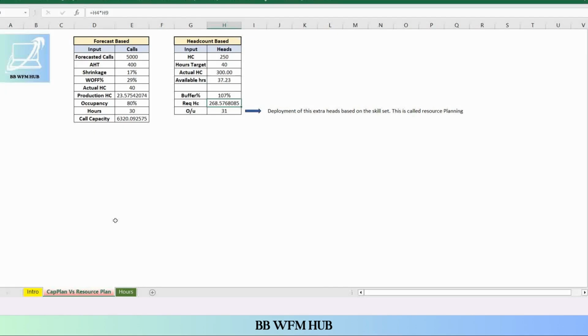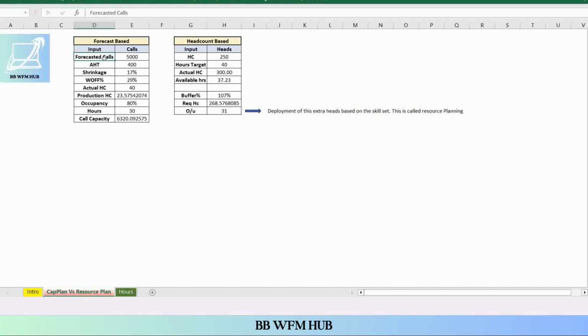Okay. So what is capacity planning? Capacity planning is the process of identifying and understanding the work delivering capacity of the organization based on the provided inputs. Here, as an example, we are providing two inputs. The first input is forecasted calls. So we will see the capacity planning from forecasted calls, then we will check our capacity planning from the headcount provided.